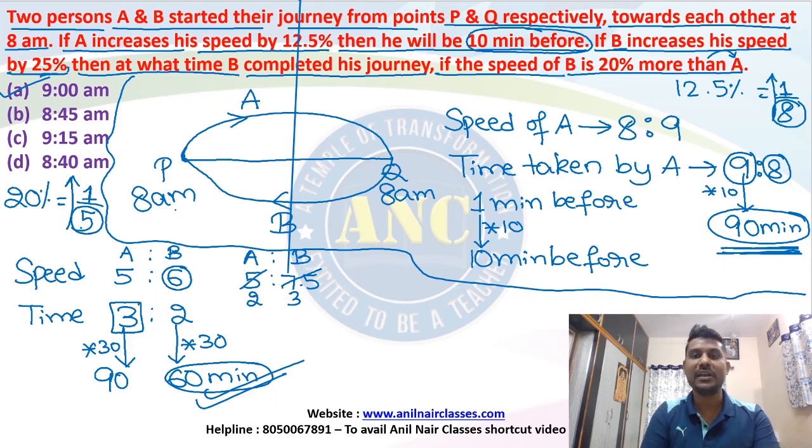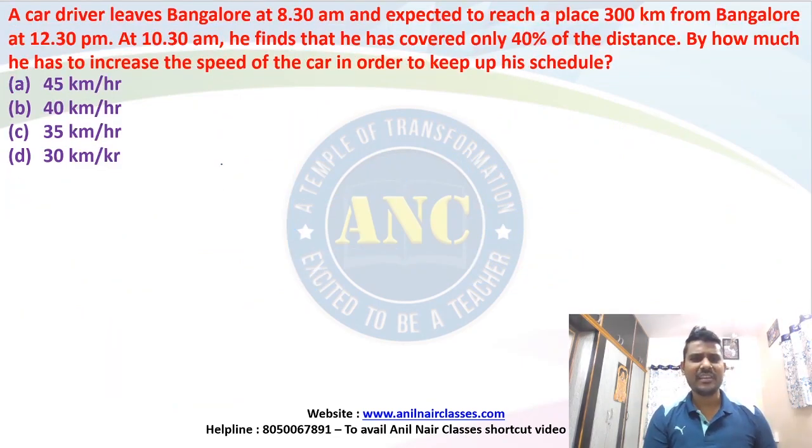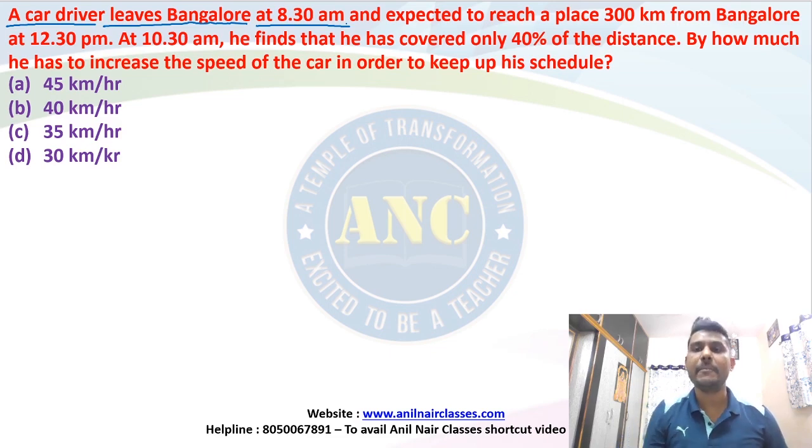I hope the question is very, very clear for all the students listening to the class. Very, very easy question. Once again, the question looks difficult because you have 3 to 4 lines, but it's a very simple question. See here. A car driver leaves Bangalore at 8:30 a.m. and expected to reach a place 300 kilometers from Bangalore at 12:30 p.m.